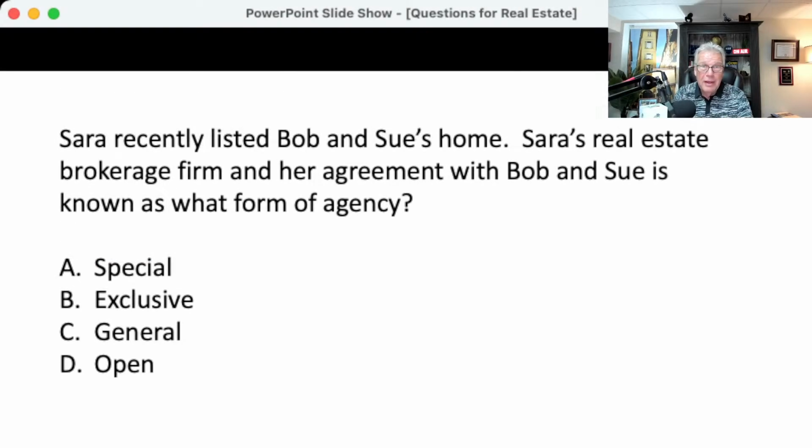In this case, Sarah recently listed Bob and Sue's home. Sarah's real estate brokerage firm and her agreement with Bob and Sue is known as what form of agency? Well, remember, real estate listing agreements, agency agreements, are always between the broker and the client. Sarah's listing that she just took would be between her broker and Bob and Sue, and we know that is a special agency. Remember, special for a specific purpose.